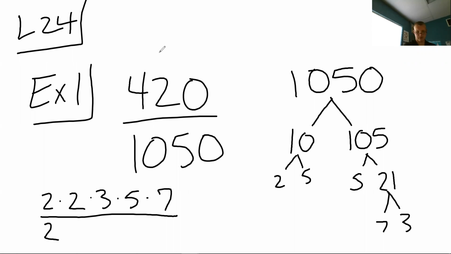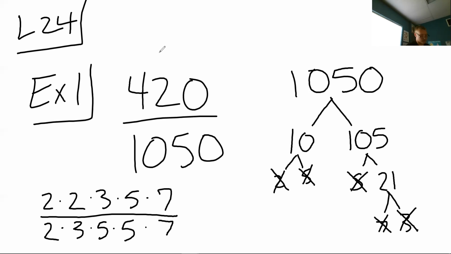So I have 2, which is one of my final numbers, times 3, which was one of my final numbers that I was able to factor out. I have two 5s, so I have to write down both of those, and then I have a 7 here at the end.